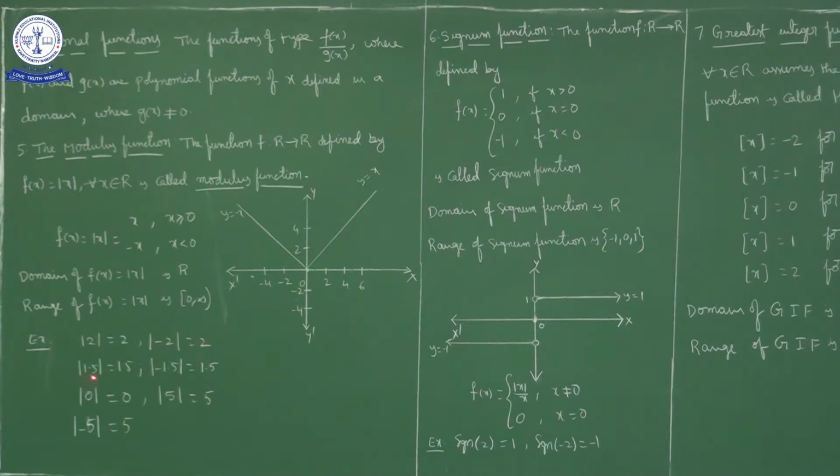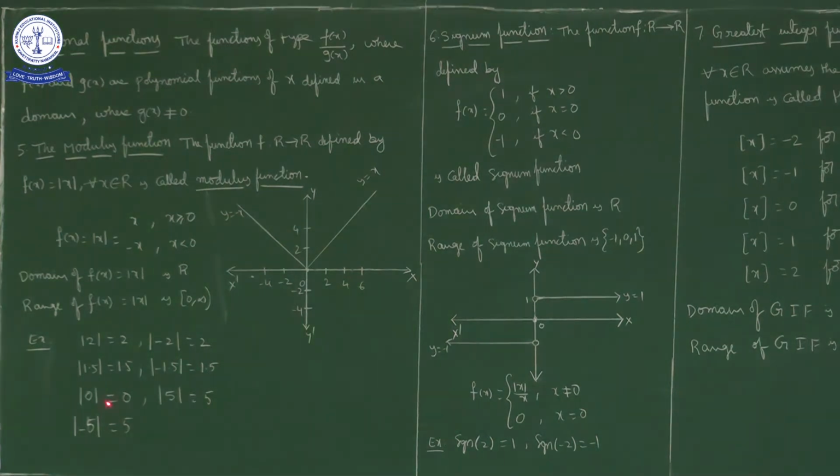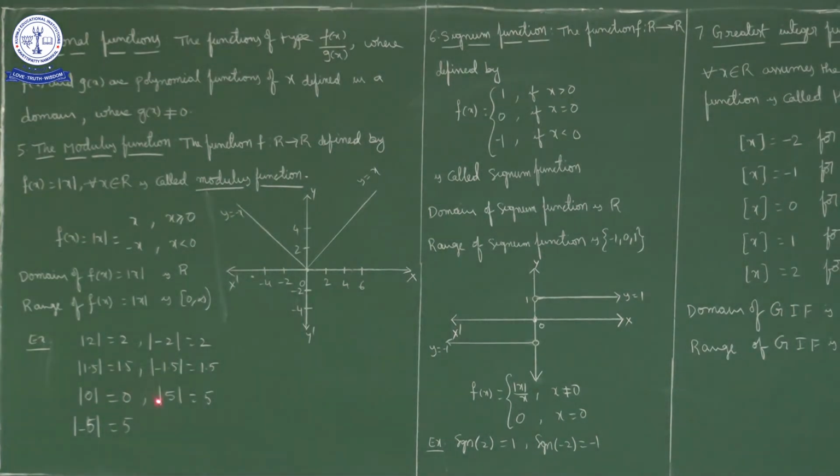Now modulus of 1.5 is how much? 1.5. Modulus of minus 1.5 is 1.5, nothing but negative of this negative number, negative of minus 1.5. Minus of minus 1.5 is plus 1.5. Modulus of 0 is 0. Whenever the inside quantity is positive, we write that number directly. Whenever inside the modulus is negative, we write negative of that number. Modulus of minus 5 is minus of minus 5.